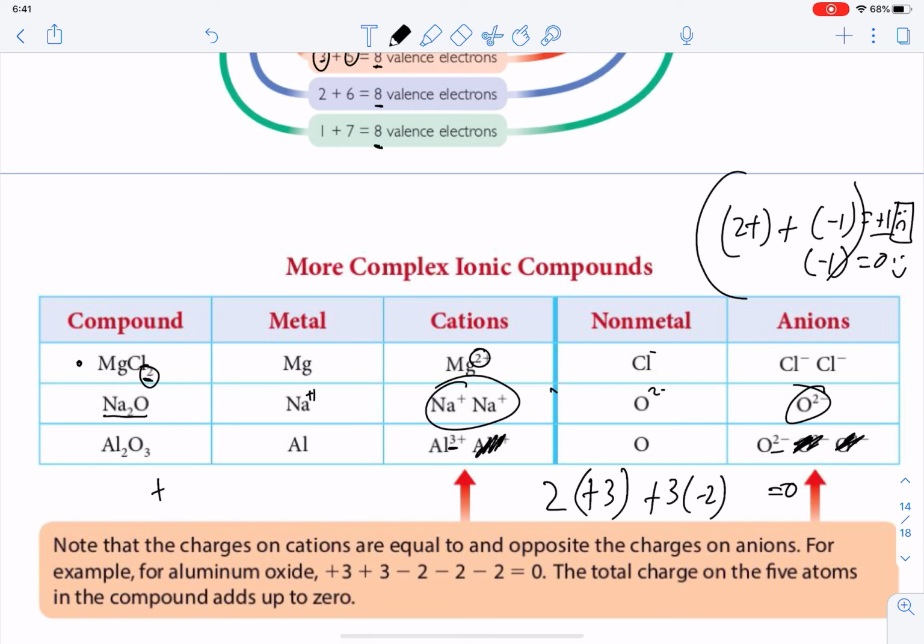So now we have a +6 charge plus a -6 charge. That'll equal 0. Right? Because now this 2 represents our 2 aluminum. This 3 represents our 3 oxygen. So always remember our rule of 0 charge. Ionic compounds need to add up to 0.